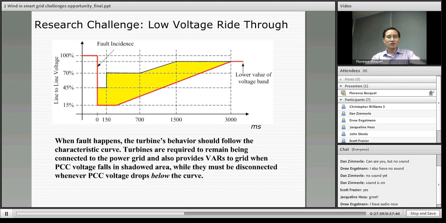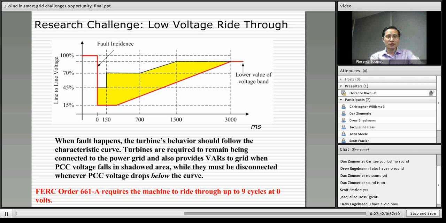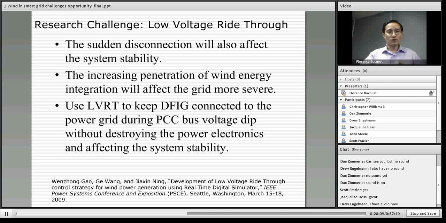In fact, there are very strict grid codes. For example, the United States FERC has an order 661A, which requires that the wind turbine machines have to be able to ride through up to 9 cycles at 0 voltage at the connection point. So that's a challenge. So low voltage ride through. The sudden disconnection of wind turbines can affect system stability, right? With more and more wind turbines coming to the line, this effect may become even more severe.